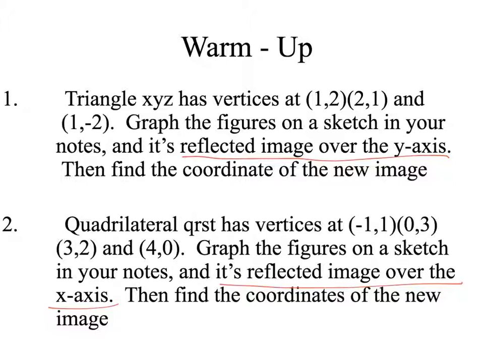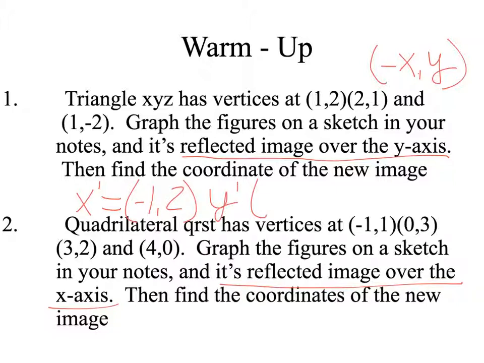So the first one, we have x prime, y prime, and z prime. Because we're going over the y-axis, it's our x value that's going to change. So x prime is going to become negative 1, 2. Y prime is going to become negative 2, 1. And z prime is going to become negative 1, negative 2.